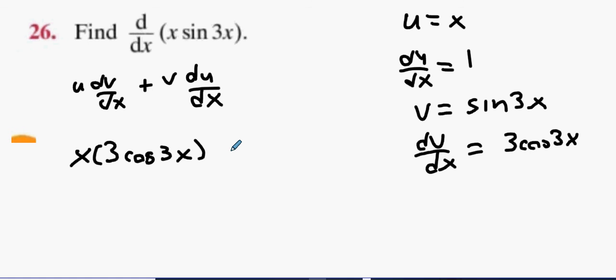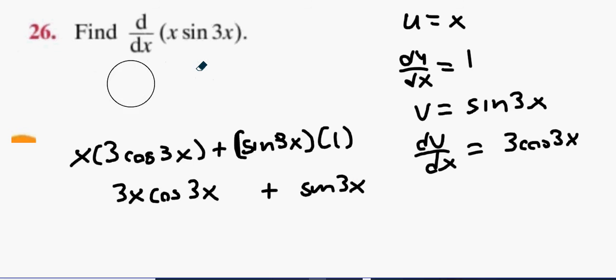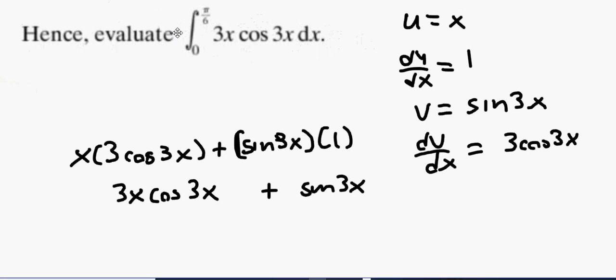And then v times 1. Which is 3x cos 3x plus sine 3x. Everybody cool with that? Right, now here comes the next part of the question. I'll just scroll this up. There you go. Hence, evaluate this.